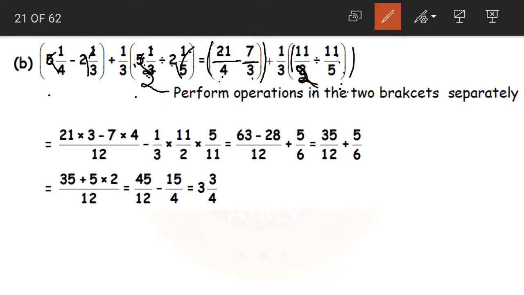Now 21 by 4 minus 7 by 3. Again, both the denominators here are different, so these two are unlike fractions. We need to find out the LCM.